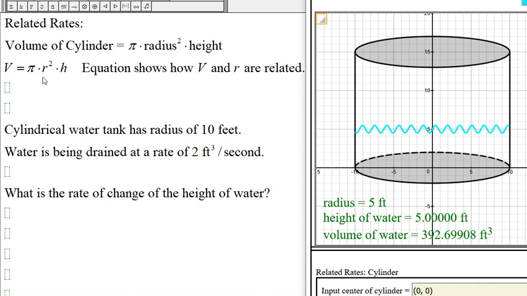And so the formula for the volume of a cylinder is pi r squared h, where r is the radius, so the radius from here to here. And then h is, in this case, the height of the water. We want to know the height of the water, and so the height of the water would be the distance from here to here.